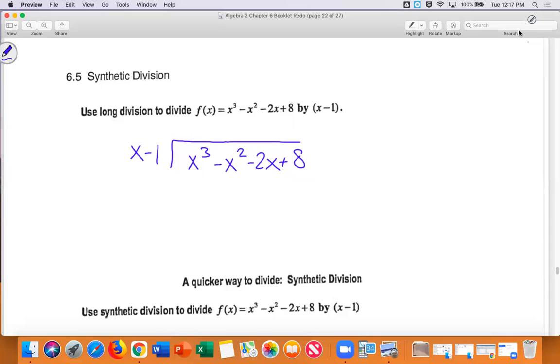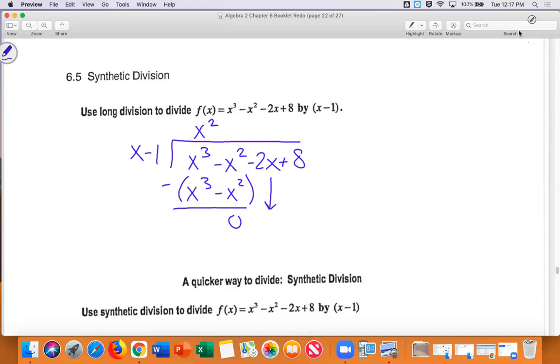So I want to make an x into an x cubed. So how do I do that? Well, I do that by multiplying by x squared. X squared times x is x cubed. X squared times -1 is negative x squared. And then I subtract. X cubed minus x cubed, that cancels. Negative x squared minus negative x squared, that cancels, right? So this whole thing became 0. Agreed?